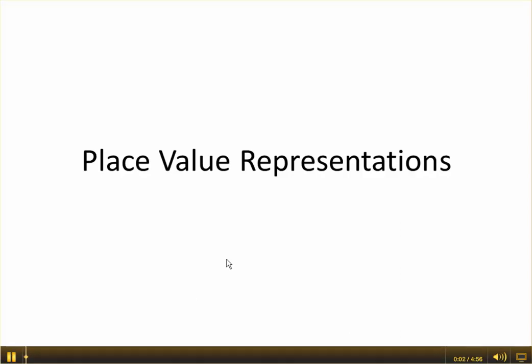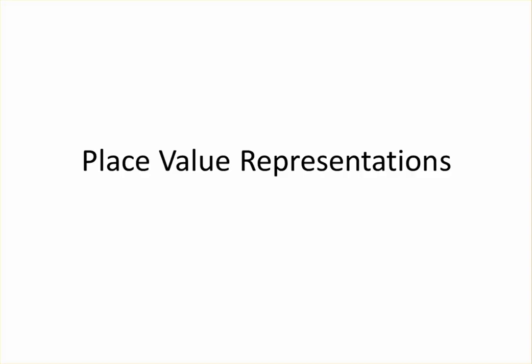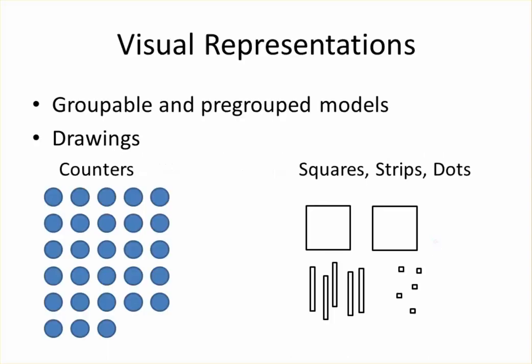Hi, this video is about place value representations, and we have several categories of place value representations that we want to look at and then talk about how they can be connected with each other. It's important that kids have a chance to think about place value through visual representations, and we already looked at groupable and pre-group models. These manipulatives are certainly place value representations, but we can also make drawings that parallel these types of models, so we can just draw counters and group them together by circling objects together.